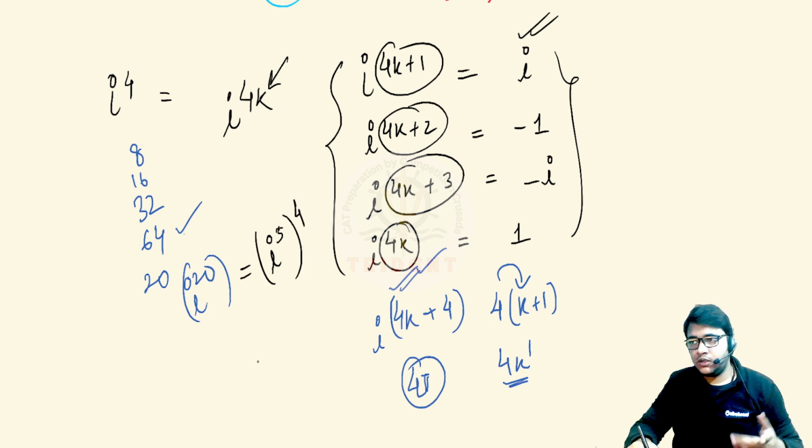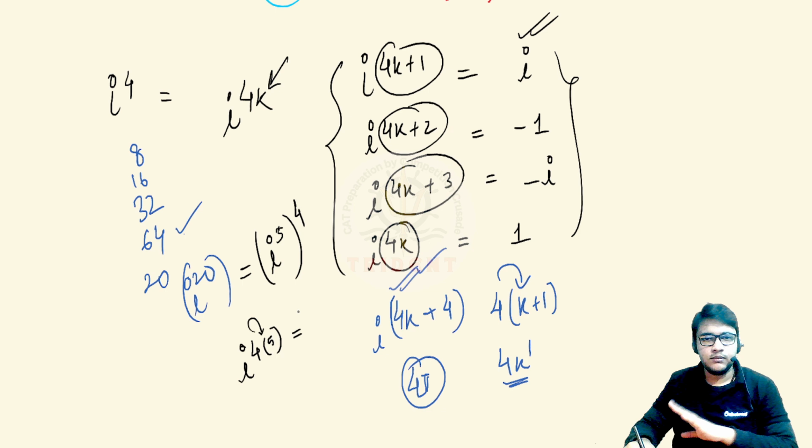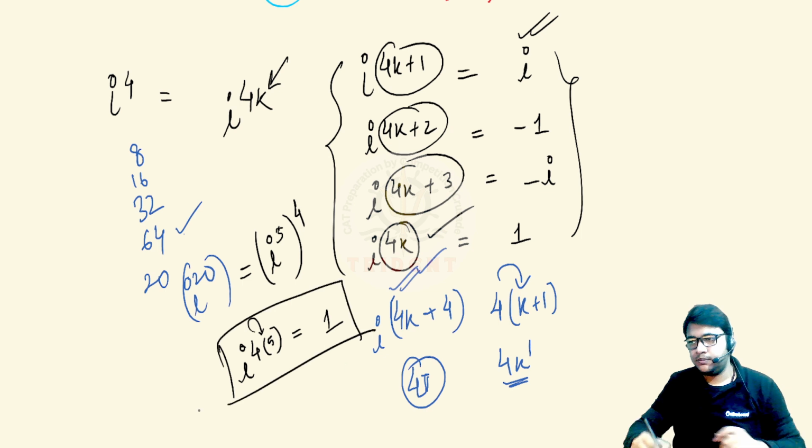So, or you can also say I raised to the power 4 into 5. Okay, 4 into 5, 4 into 5 plus 0. That inevitably will get you to 4k, that is 1. So the answer to that thing will be 1.